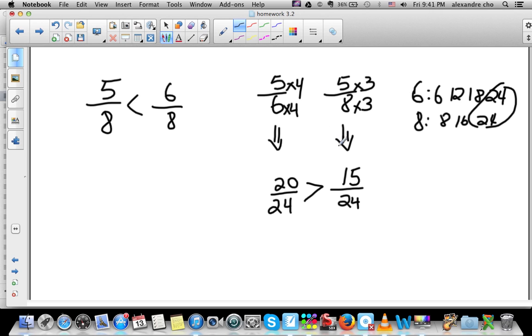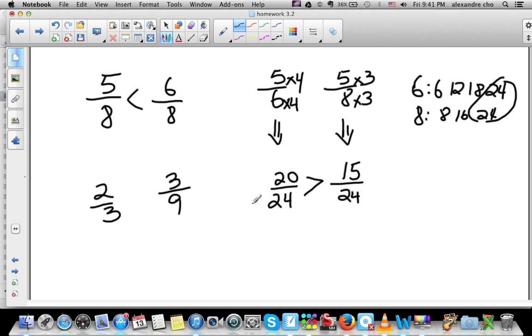Here's another strategy that you can use. 2/3 and 3 over 9. I'm going to rewrite them again, but I'm only going to rewrite one. 2/3 I'm going to keep, and 3/9 I'm going to simplify. So 3/9 becomes 1/3. When the denominators are the same, you can easily tell which one is greater. So in this case, 2/3 is greater than 1/3.